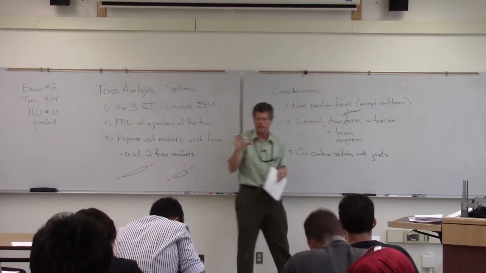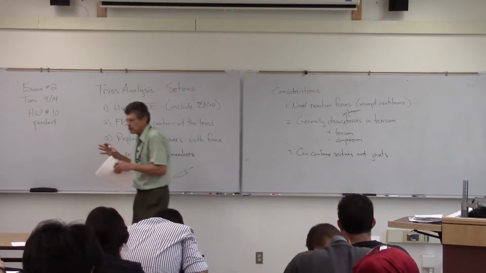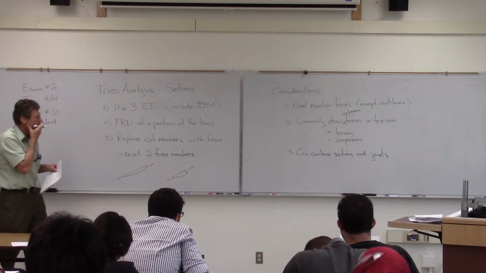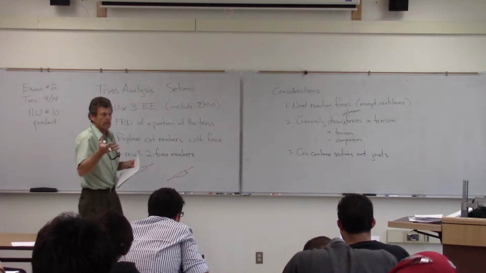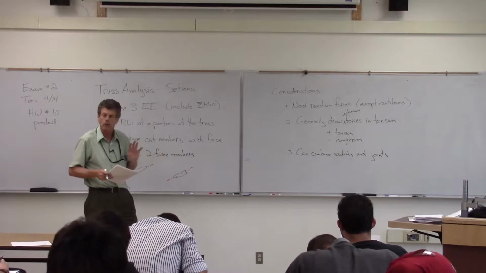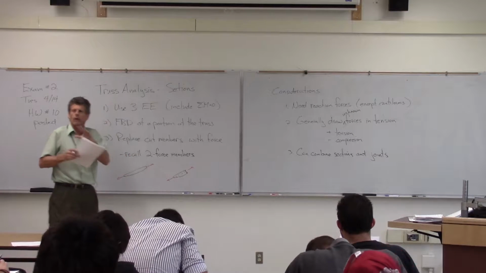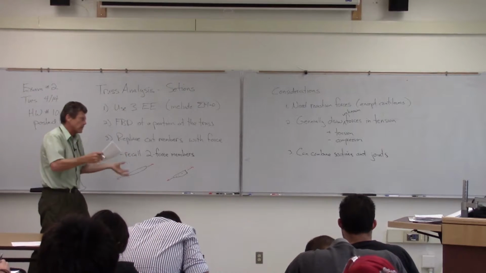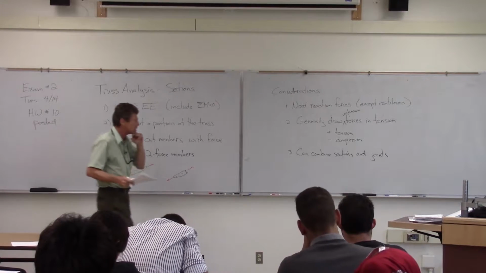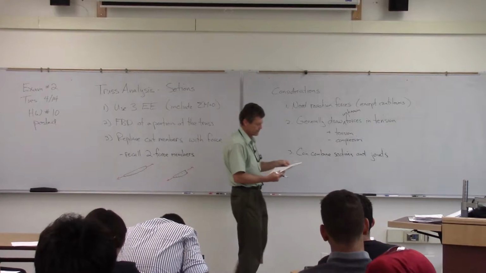And one thing to note, too, is sometimes you'll find that there may be a member that's hard to get to with the method of sections. One of the things you can do is use the method of sections to get close, solve for maybe a force in a member, and then use the joint method. So if you start using one method, it doesn't mean it's illegal to jump in and start using the other. We can use both methods together to solve problems.